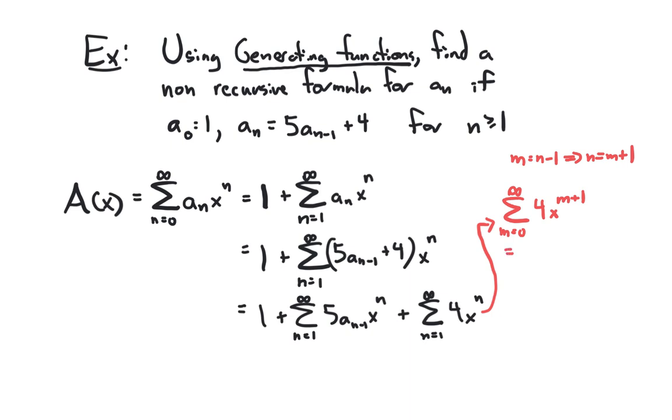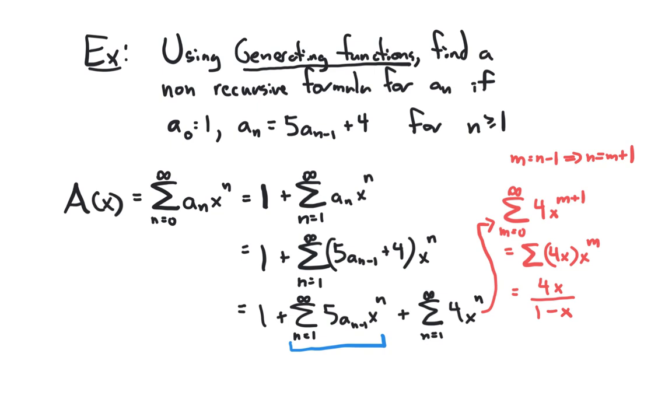We can view this, if you like, as 4x times x^m. Take that extra x that we don't want and put it out there as part of our fixed coefficient. So that's great. And now I know what this is going to be. This is going to be 4x over 1 minus x. So that piece is done. Excellent. So let's go ahead and deal with this piece here separately on the next slide, and then we'll put it all together.